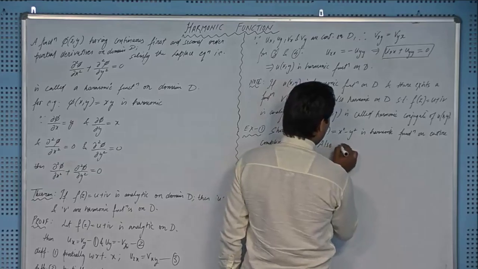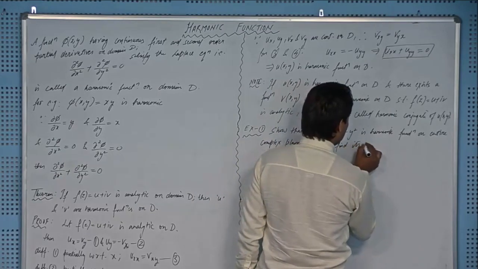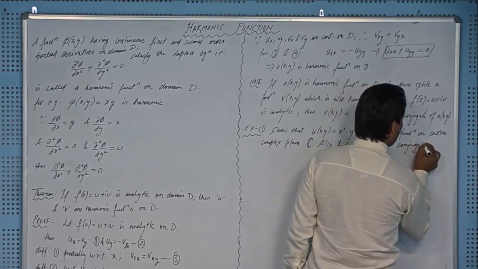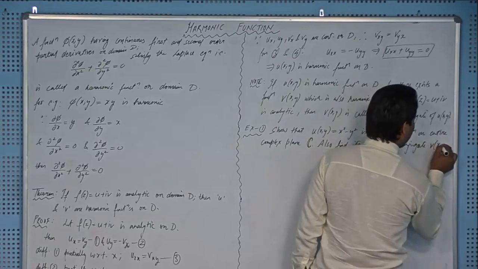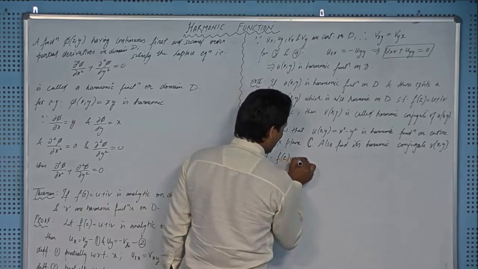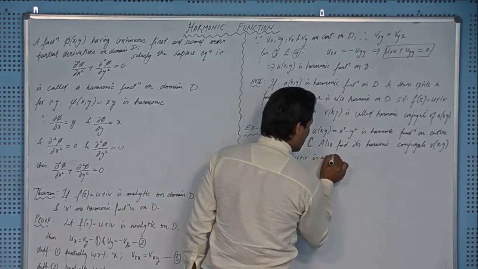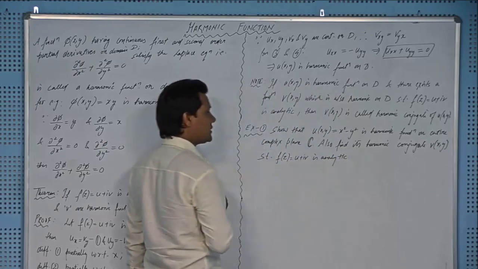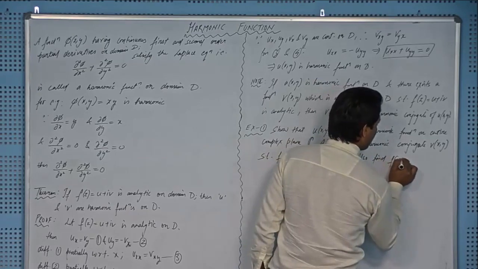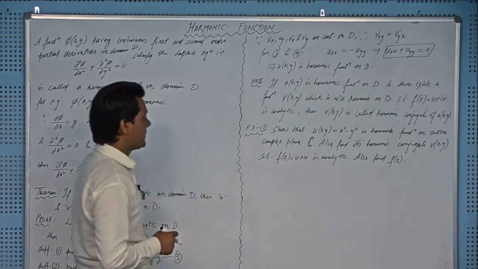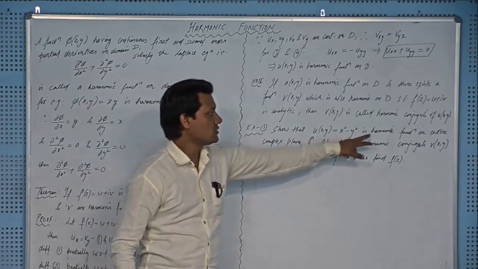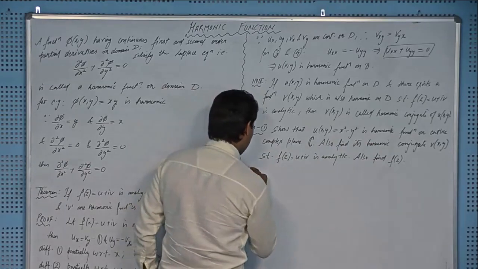And I will add one more thing: also find its harmonic conjugate v(x,y) such that f(z) equal to u plus iota v is an analytic function. Also find f(z), right? So we have a problem consisting of 3 parts. The first part, you have to show that this is harmonic. That is very easy. Solution.